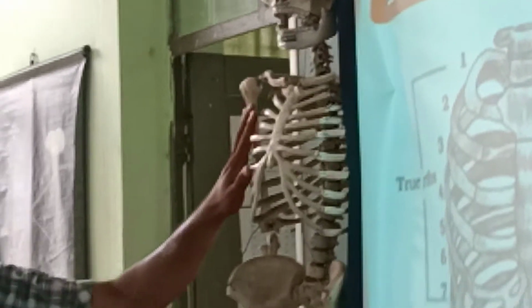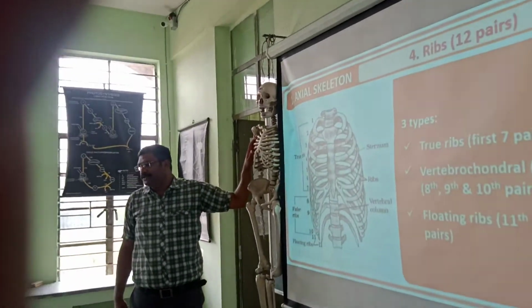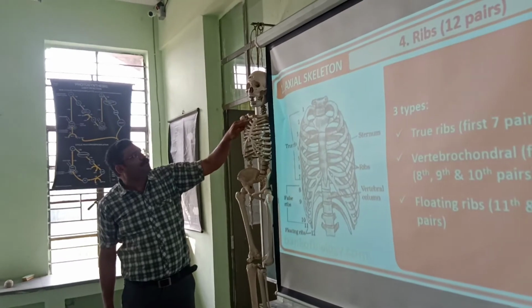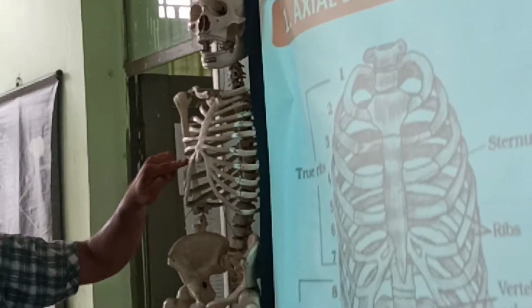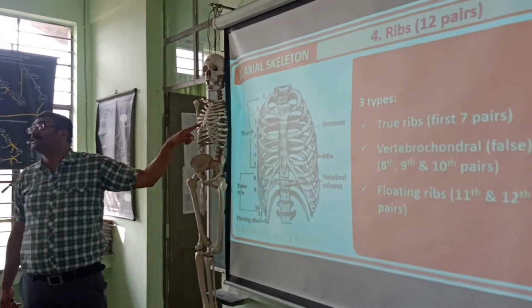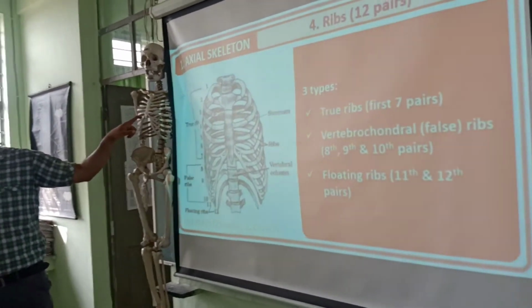There are 12 pairs of ribs. Out of the 12 pairs, 7 pairs are true ribs: 1, 2, 3, 4, 5, 6, 7. Why are they true? Because they are directly attached to the sternum as well as to the vertebral column.